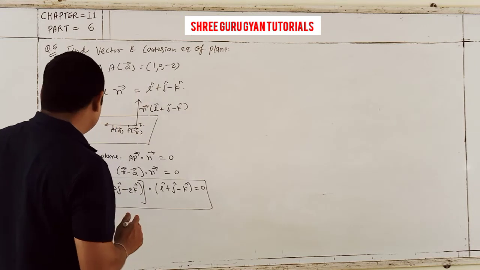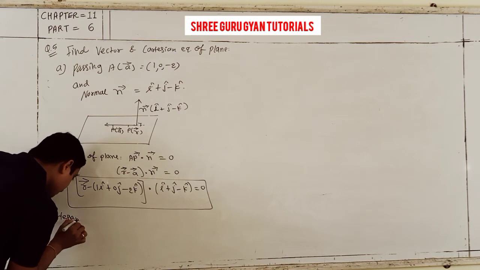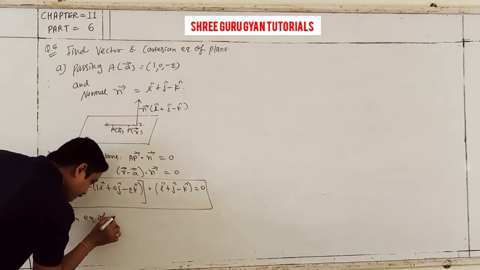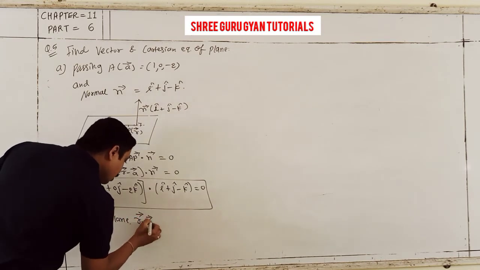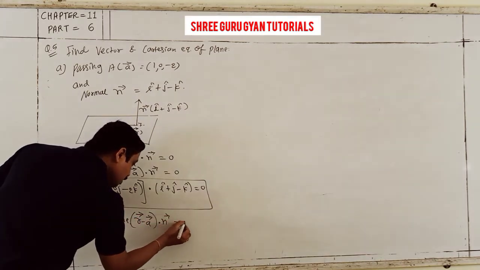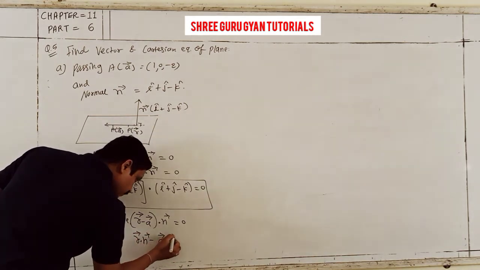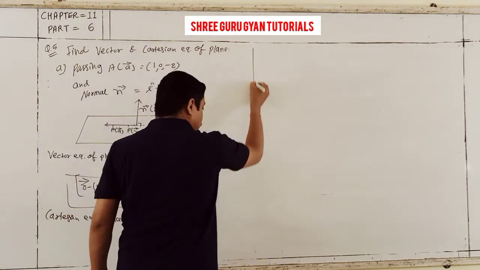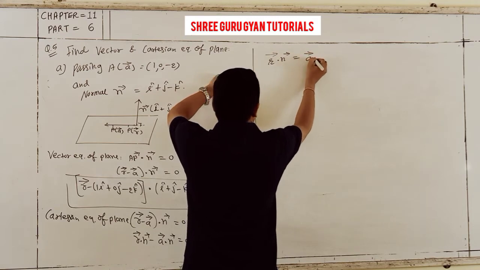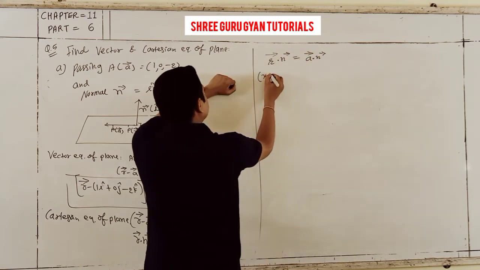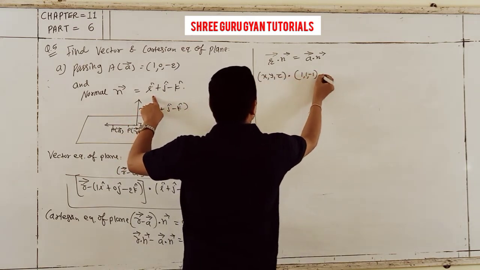Okay. Now one more, the Cartesian equation of plane. Same this equation, if I forward again, r minus a dot n is equal to 0, it is r dot n minus a dot n. In short, r dot n is equal to a dot n. Now putting down the values x, y, z. n is a normal 1, 1, minus 1.